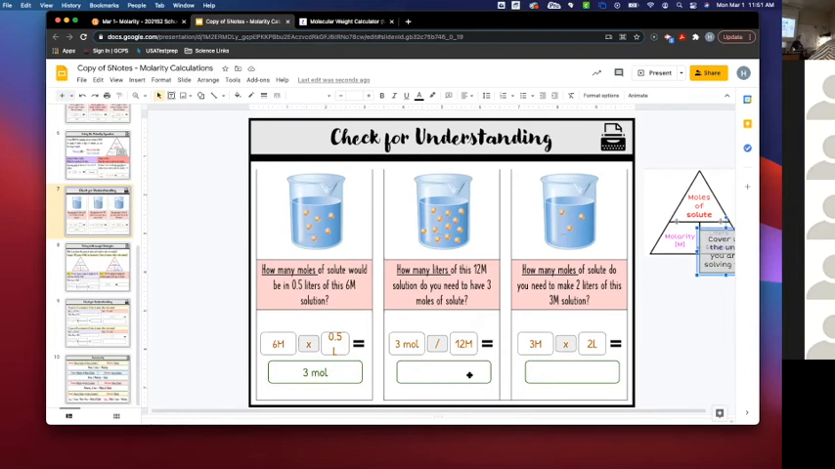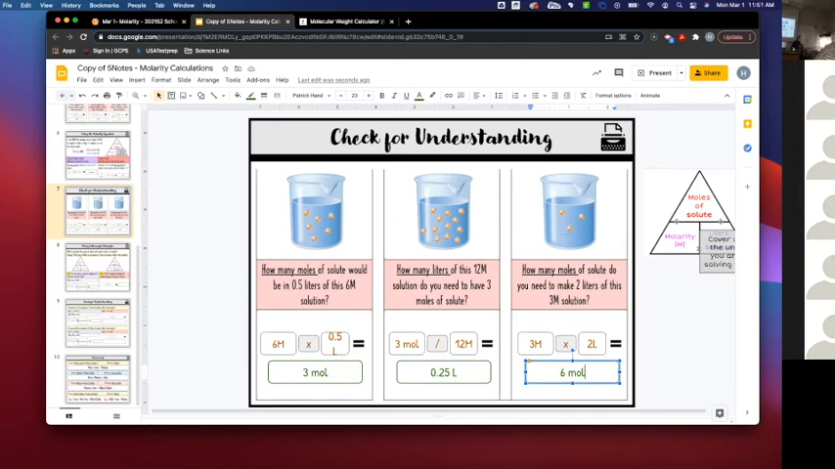So this one should be 0.25. And then this one is 6 moles.